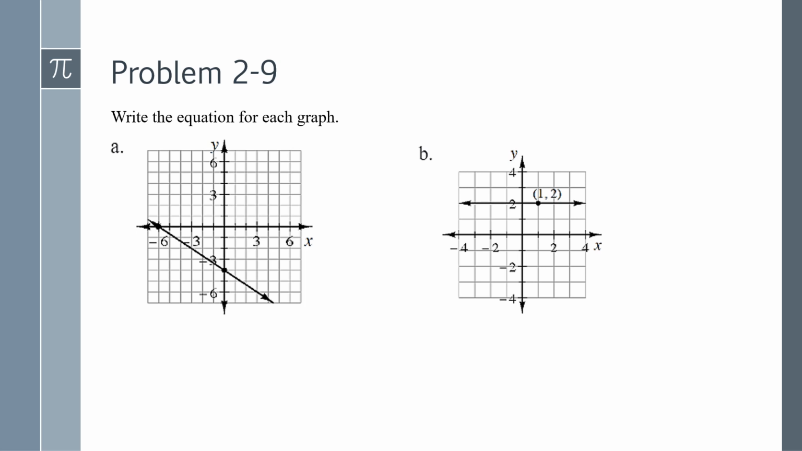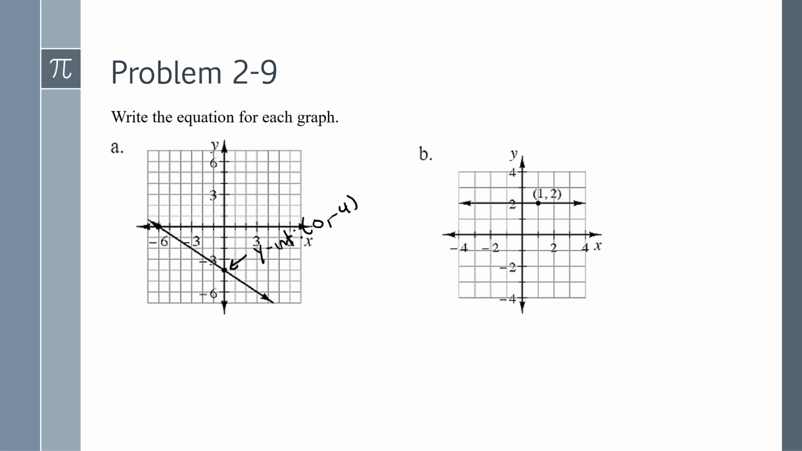Okay, so we're going to skip 2a and go to 2.9. So 2.9 is to write an equation for each graph. The first graph is a line. We know it has a y-intercept right there. The y-intercept looks like it's at negative 4. And then I can use that to find the slope.